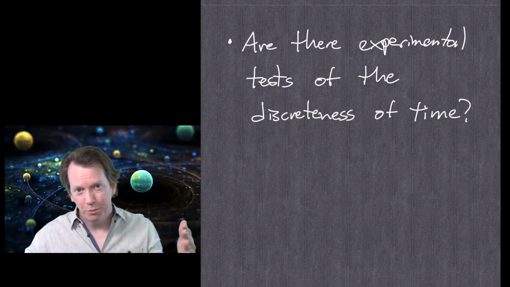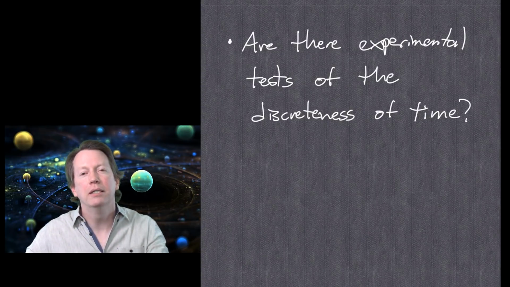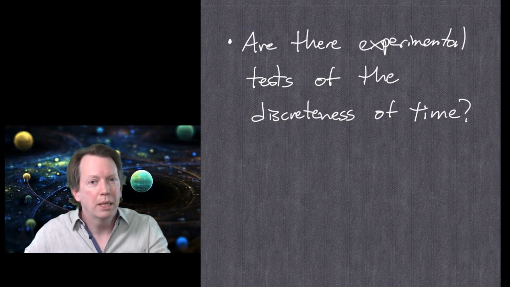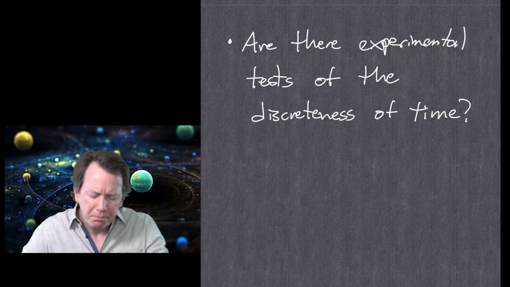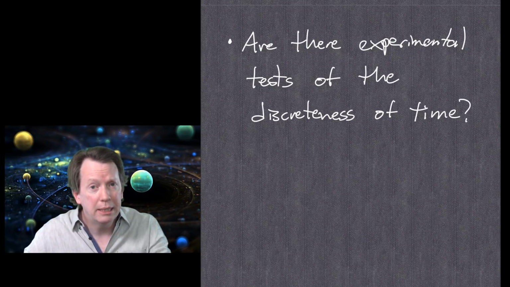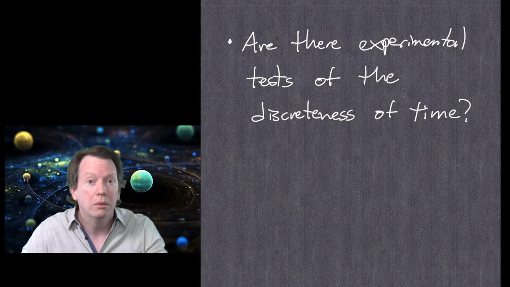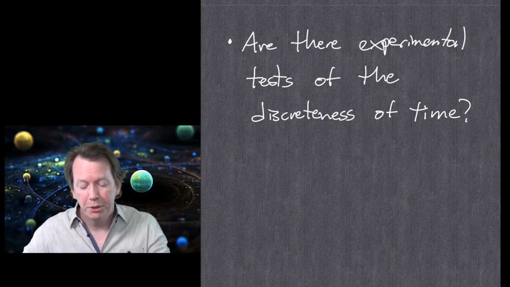They approximate smooth curves by chunking forward in discrete amounts. It may be, although we don't know, that the real world is also like that, that time truly is discrete. If that's true, could we experimentally test it? Well, we certainly hope so. I mean, we absolutely hope so. We don't know for sure, but we're absolutely trying.